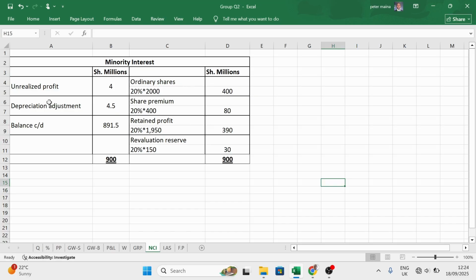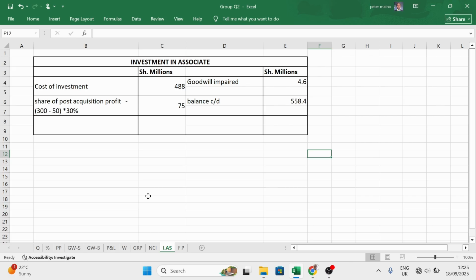Once you have recorded everything, find the balance carried down. In this case, the balance carried down is 891.5. This balance carried down will be taken to the statement of financial position. The same place we are going to take the group retained profit, and that is the equity section. So the only remaining workings is investment in associate.